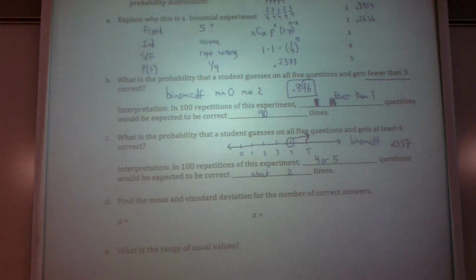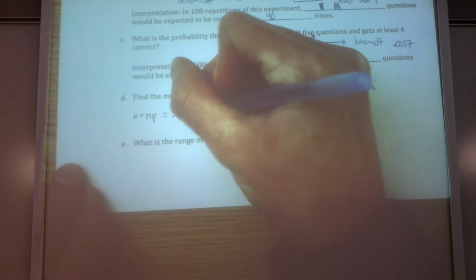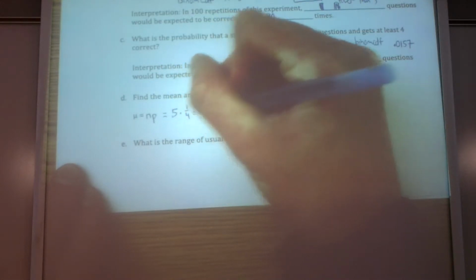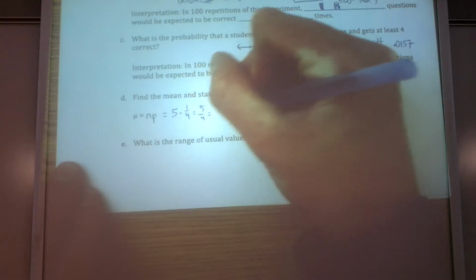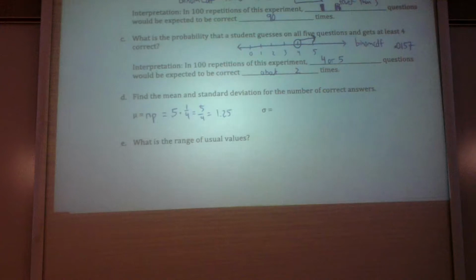Okay, so then what is the expected number of questions we expect to be correct? Well, that's going back to the formulas we used. We just used NP. We're asking 5 questions, and the probability we get it right is 1/4. So this is 5/4, or in other words, 1.25. So the mean number of questions you would get right is 1.25. And that seems about right.